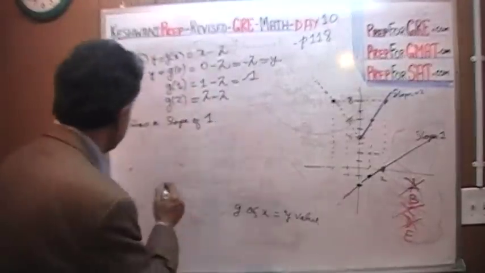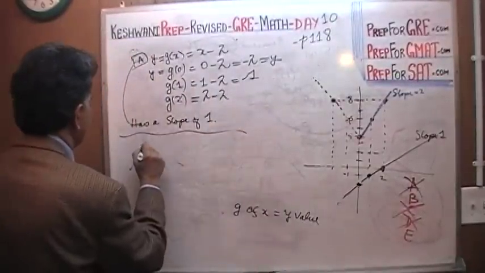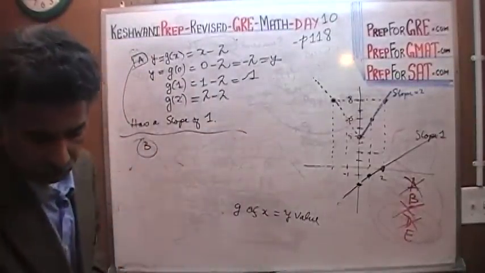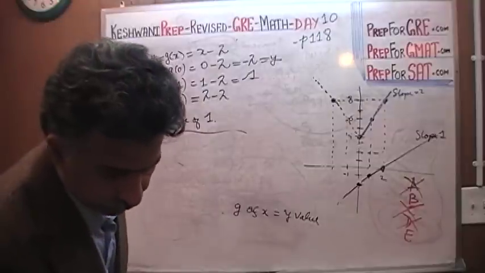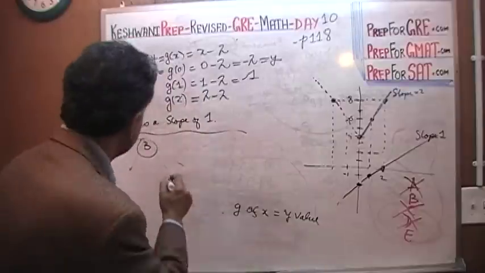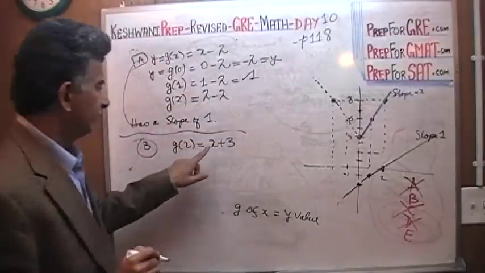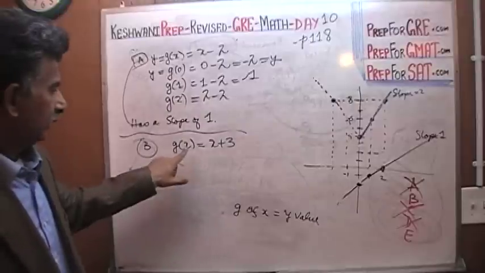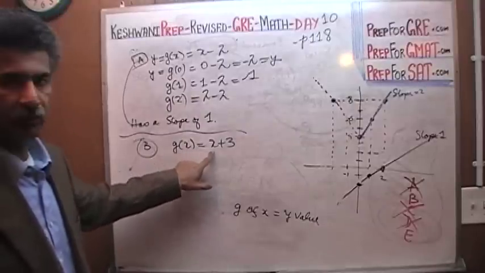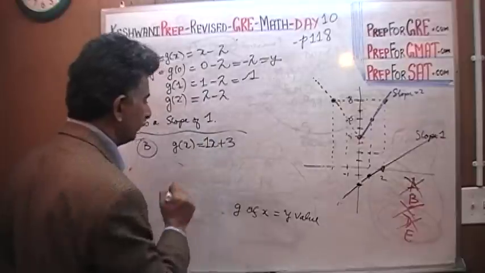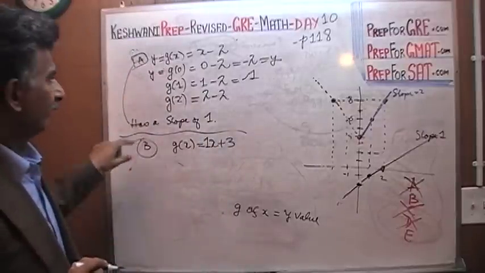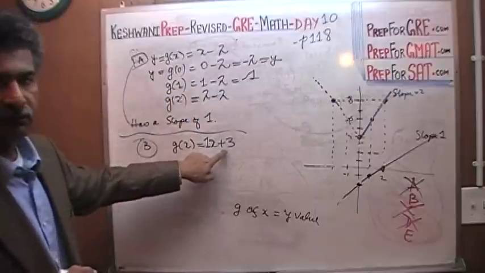What do you see in B? What do you suppose is the slope of B? G of x equals x plus 3. Again, you see every time x goes up by 1, the y will go up by 1. It also has a slope of 1. Slope is the coefficient of x, which is 1x here. Exact same thing as here, except the starting point is different.